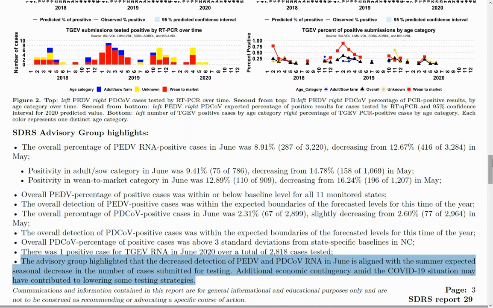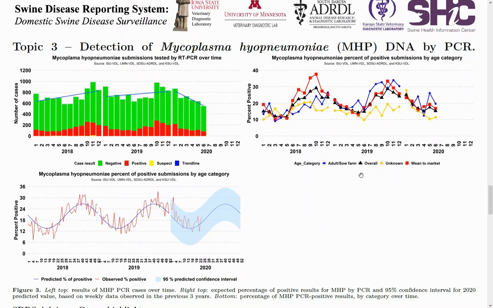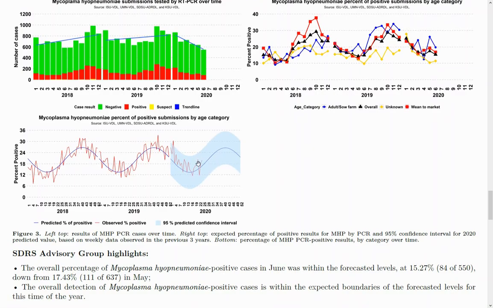I see. All right, and so moving on to the Mycoplasma pneumonia page, what do you have to say here? Well, the detection of Mycoplasma pneumonia is within the expected for this period of the year, and we don't have any specific highlights beyond that.